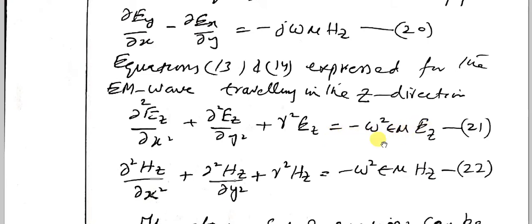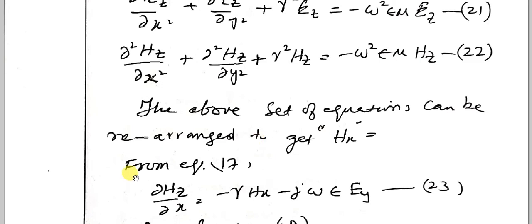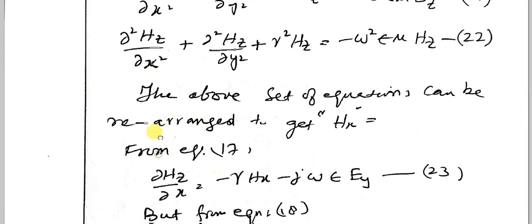Similarly, for the H field along z it is given by delta 2 Hz by delta x square, and similarly the second differential with respect to y, plus gamma square Hz equal to this equation, number 22. The above set of equations can be rearranged to get the Hx.